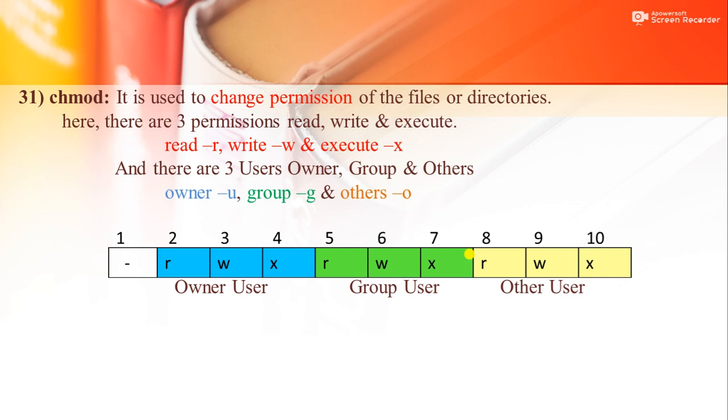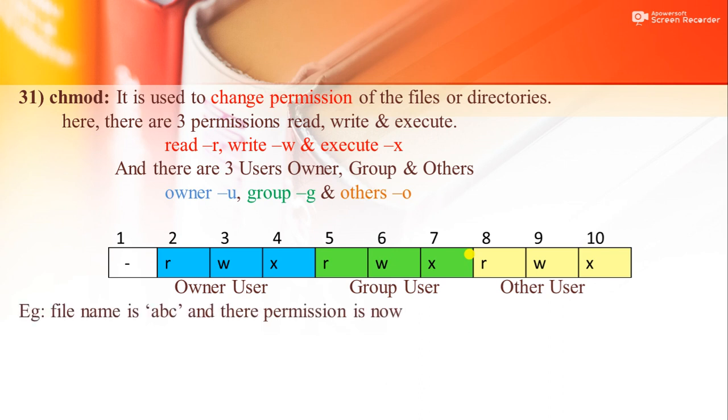This R, W and X in blue color indicates the owner. The 5th, 6th and 7th, that is RWX, read, write and execute, are for the group. 8, 9, 10, that is read, write and execute, are for the others. So let's take one example.